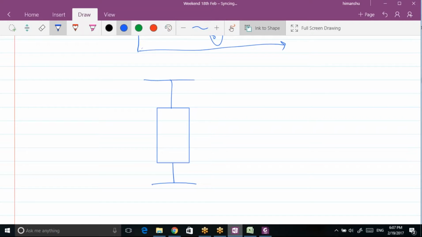This lower edge is Q1, and this is your Q3, and between them you have your Q2, which is your median. It need not be in the middle. It will be in between Q1 and Q3, but not exactly in the middle. It can be anywhere. It could be here also, it could be here also.